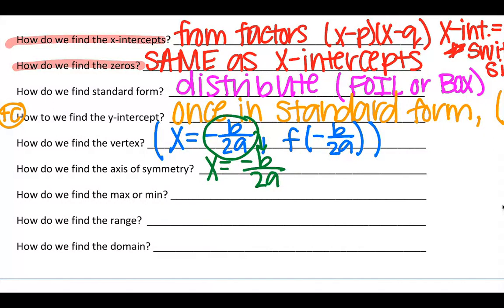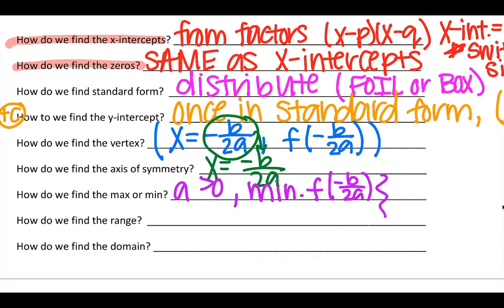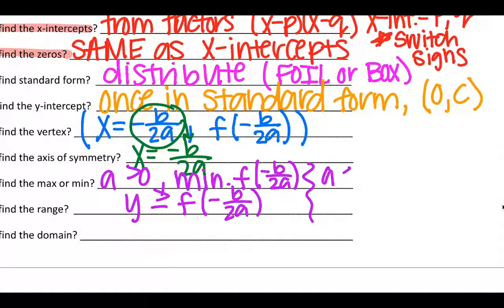How do we find if it's a max or a min and the range? These two things have to go hand in hand. If A is greater than 0, we've got a minimum, and you're using that F of negative B over 2A. That means your range is going to be Y is greater than or equal to whatever number we got from our Y value.